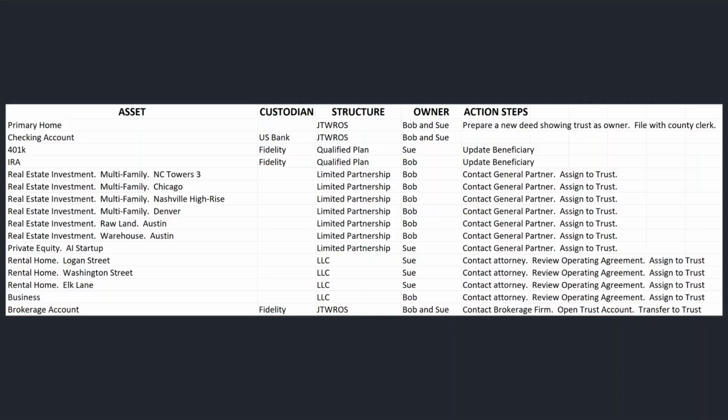Using a simple planner like I have here can make the trust funding process a lot more efficient and a lot easier. It can save you time. It will keep you organized. Just a simple list like we're looking at. So let's start with some of these assets here and talk about how to get them into your trust. My example planner here is for a hypothetical family, Bob and Sue, and they have assets such as a home, checking account, 401k, IRA, various real estate investments, some private equity, rental homes, a business, and a brokerage account.